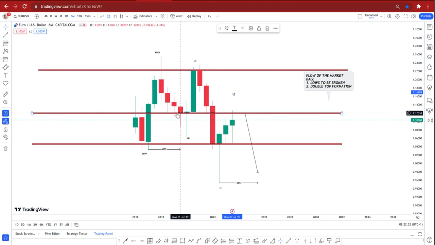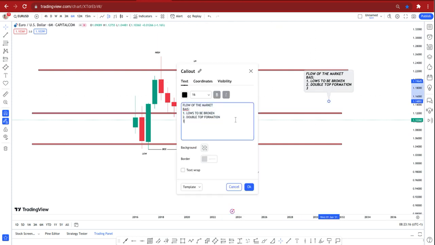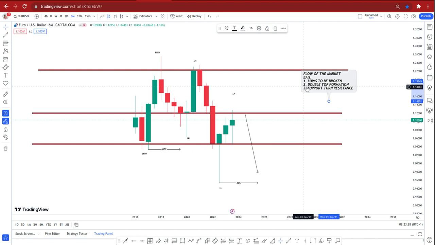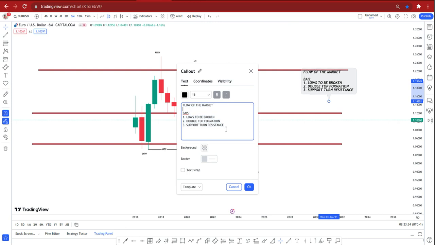So I'm expecting this support to turn out to be a resistance 100%. That's what I'm expecting. So now we have price going back, and price is actually at this support turned resistance. So I had it also three support turn resistance. So I have three buyers helping me to know the flow of the markets. Three buyers.